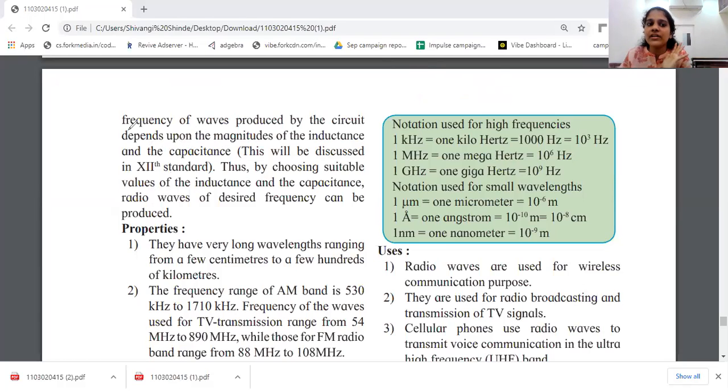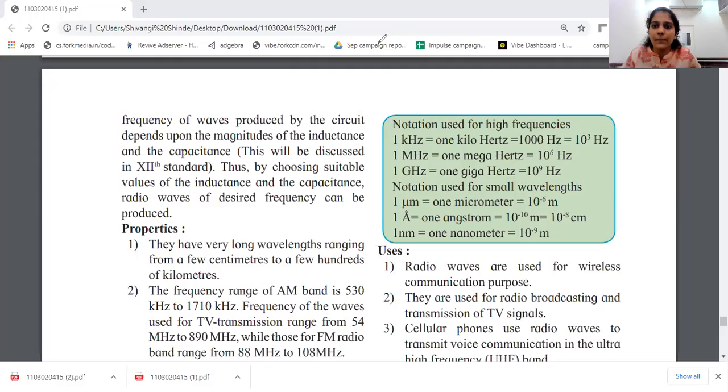And at the end just remember that the frequency of the radio waves produced depends upon the magnitude of inductance and capacitance. Thus, by choosing suitable values of inductance and capacitance, radio waves of desired frequencies can be produced. So, from a circuit, if you want radio waves of a certain frequency, then you have to put an inductor and a capacitor in the circuit accordingly. Is that understood? Okay, fine. So this was a little bit of introduction about radio waves.